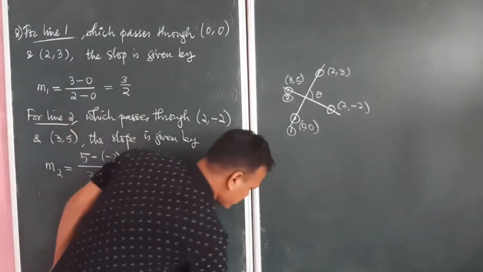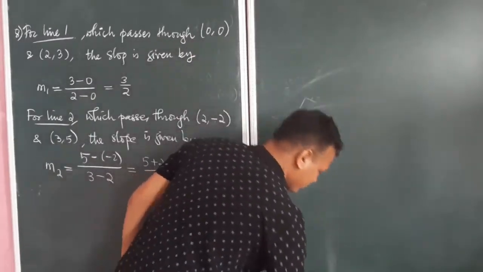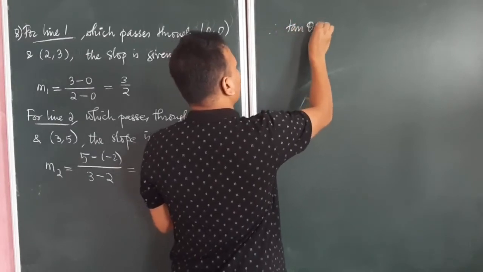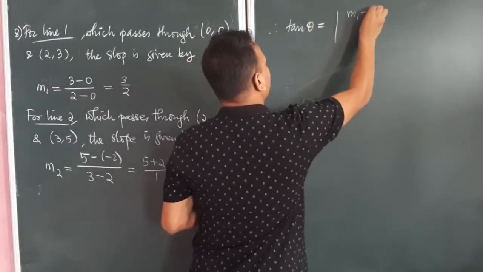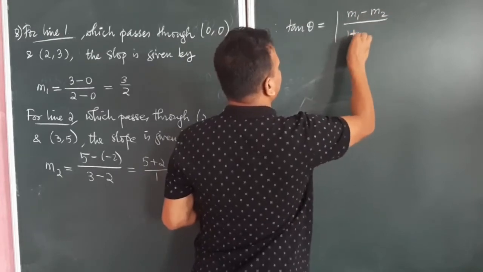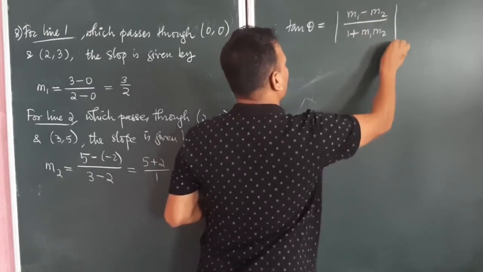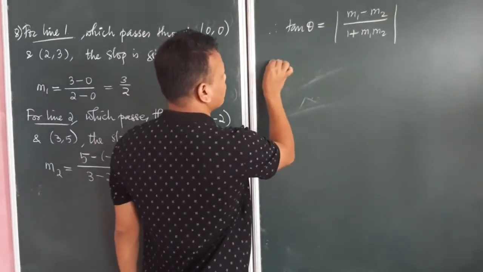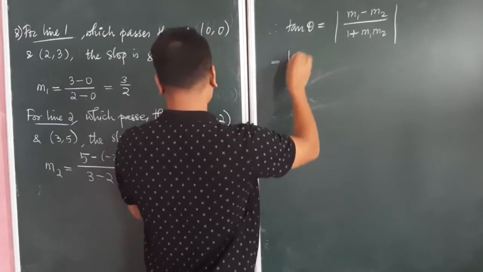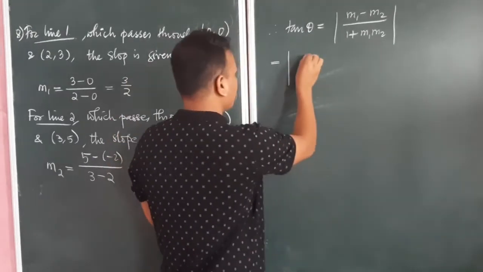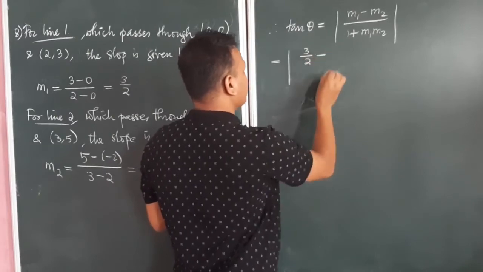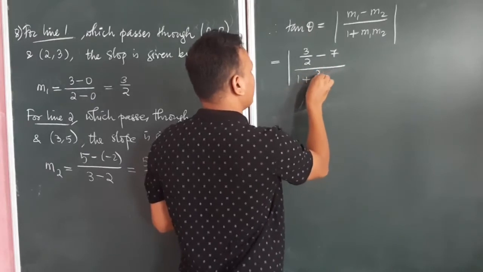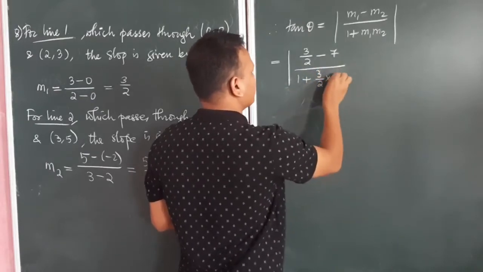Therefore tan theta is equal to, we know that it is (m1 minus m2) by (1 plus m1 m2). Yes, so this is the formula. So let us calculate the value of theta here. From here we have m1. How much is m1? So m1 is equal to 3 by 2. So 3 by 2 minus m2, m2 is 7, divided by 1 plus 3 by 2 into m2, that is 7.